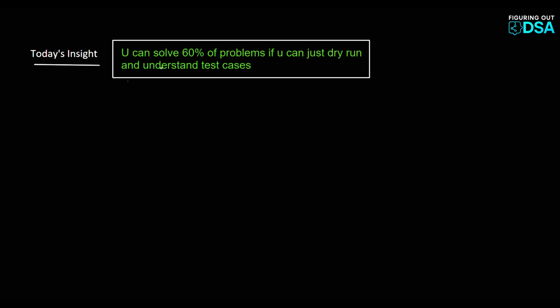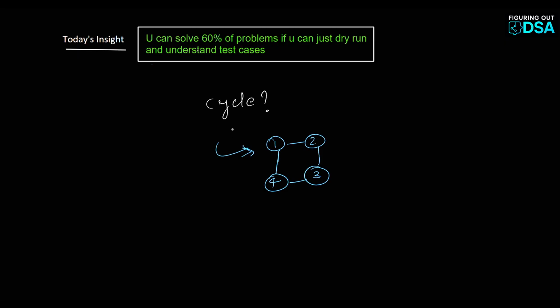You can solve 60% of the problems if you can just dry run and understand the test cases. Whatever might be the problem, just write down the test cases on your paper and try to solve them and figure out the solution. By doing that, you can solve 60% of the problems right there. I'm not just saying this because even I have done that and I have figured out the solutions of many problems. So from now, whenever you come across a problem, just try to put it on paper and try to figure out the solution.